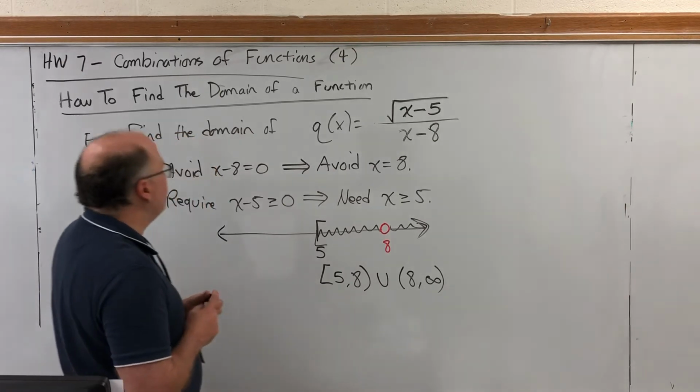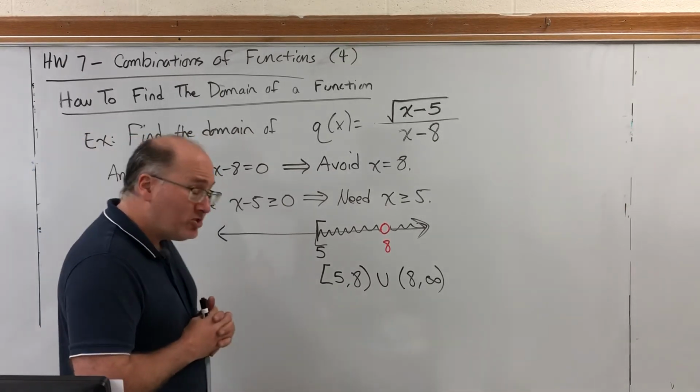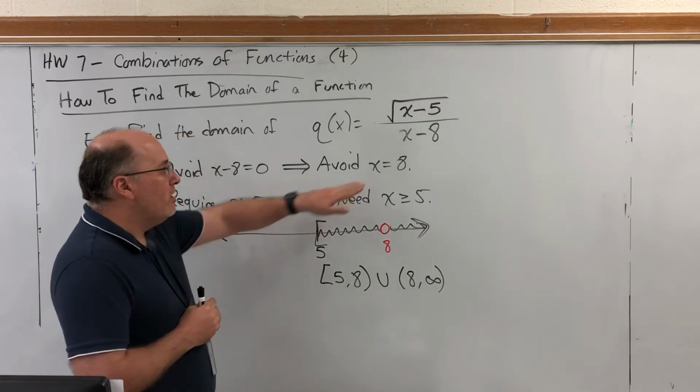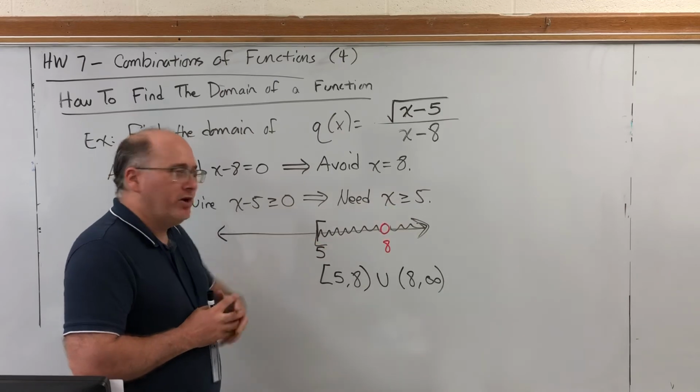So it's really not too difficult to do a combined domain situation. You just need to make sure that it satisfies both criteria. We avoid 8, but we're also greater than or equal to 5.